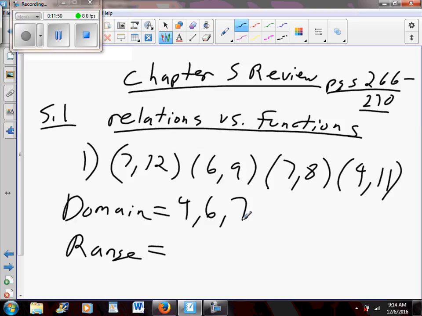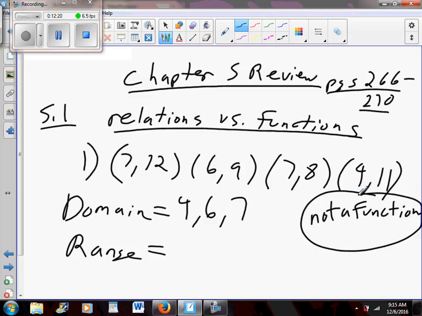A lot of you on your test, I remember this in chapter 5, when you saw an element of a domain or range listed twice, you listed it twice in your description. You don't do that. You just list it once. But since the number 7 is listed twice, we can already tell this particular relationship is not a function. And that's what I want you to put here. This is not a function. It is a relation, but it is not a function. Now let's describe the range.